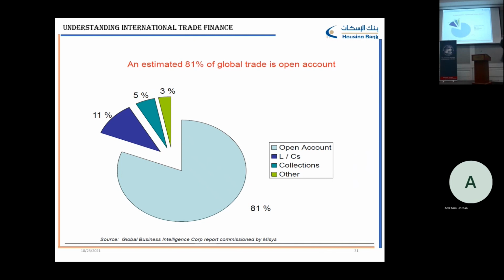Recently, open account trading has the major share in the world for payment from importers to exporters. It constitutes more than 80% now of international trade. It comes through open account trading, not LCs, not BCs, not advance payment. We'll explain what the open account means. 11% goes to the LCs, 5% to the documentary collection or bills for collection. So over 80% are for open account. Currently, international trade is financed or paid mostly through open account trading.